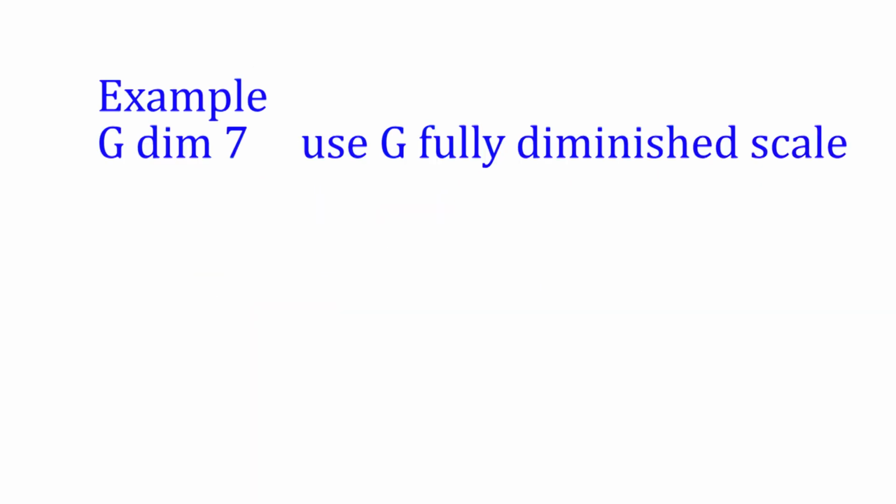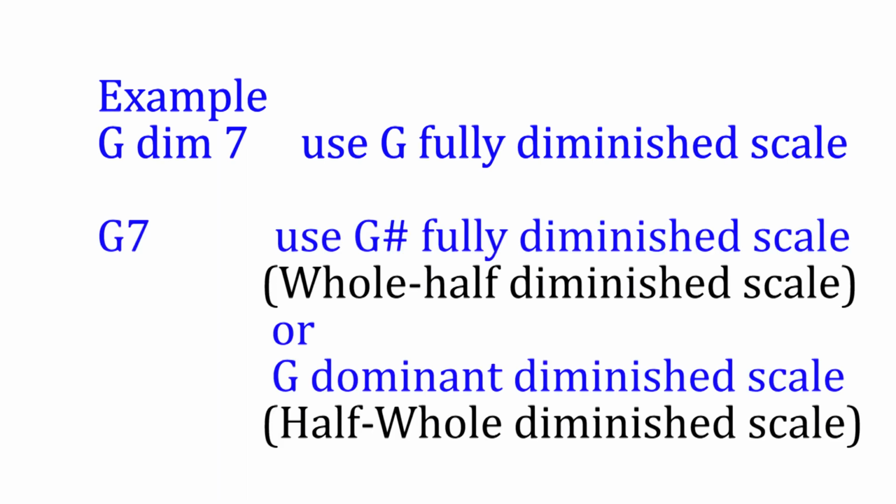So to recap, if you're improvising over a diminished 7 chord, use the fully diminished scale of the same name. If you're improvising over a dominant chord, either use the fully diminished scale a half tone above the chord, or use the dominant diminished scale of the same name.